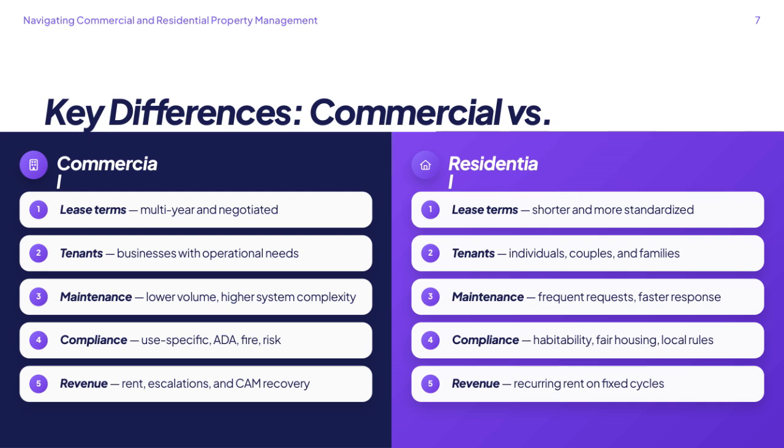Lastly, the revenue model here is primarily based on recurring rent collected on fixed cycles, providing a steady income stream. Understanding these differences is crucial when navigating the distinct challenges and opportunities in managing commercial versus residential properties.